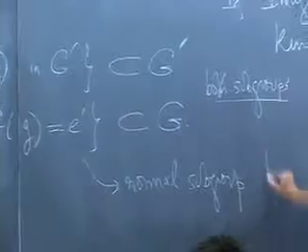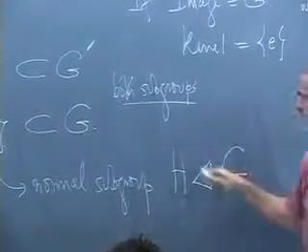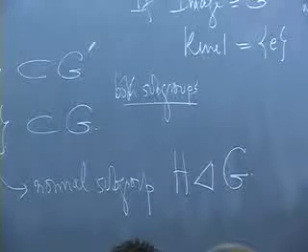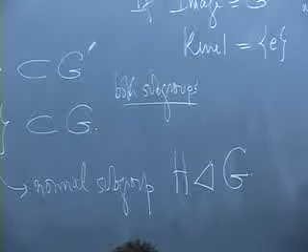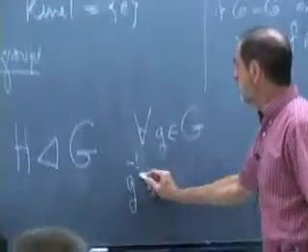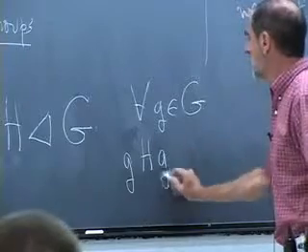A normal subgroup H in a group G is denoted this way, not just by the contain sign, but with a little triangle. So it means it's better than just a subgroup. It has a nice property. It has the property that if you take any g in G, for all g in G, if you take the conjugates of H, well, g h g inverse, let's do it that way.